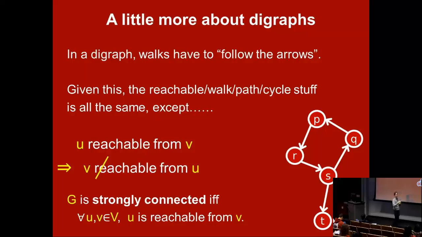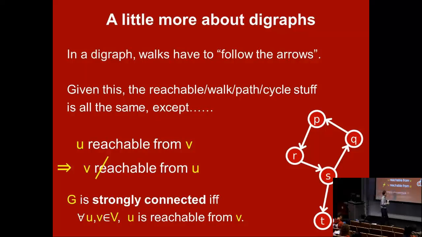So once you make that, all the definitions before, like reachable, walk, path, cycle, it's all the same definitions for digraphs. There's one catch, though, from a couple of slides ago, which is that now this reachable from is not a symmetric relationship. You can have that U is reachable from V, but V is not reachable from U. Right? So T is reachable from P. P, R, S, T is a walk from P to T, but P is not reachable from T. Because once you're at T, you cannot have any walks except just the length 0 walk that starts at T.